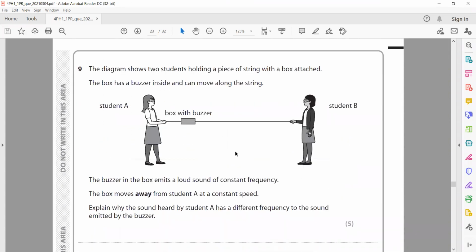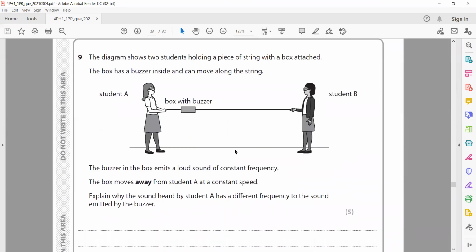The diagram shows two students holding a piece of string with a box attached. The box has a buzzer inside and can move along the string. The buzzer in the box emits a loud sound of constant frequency. The box moves away from student A at a constant speed. Explain why the sound heard by student A has a different frequency to the sound emitted.